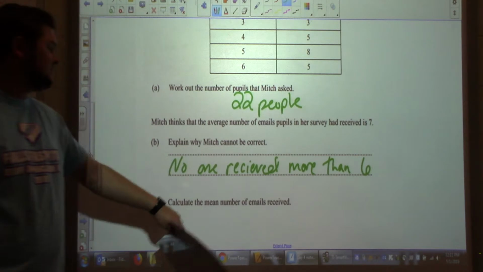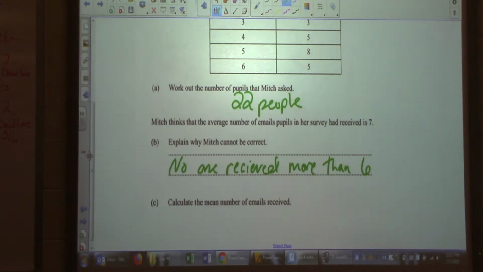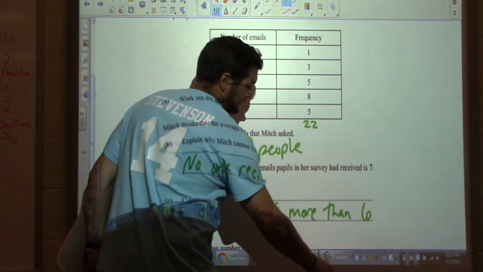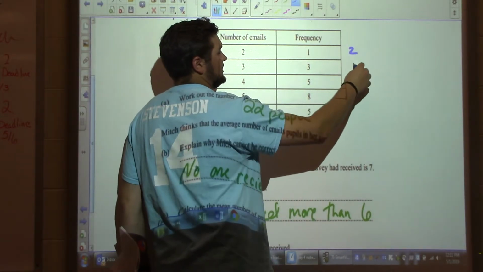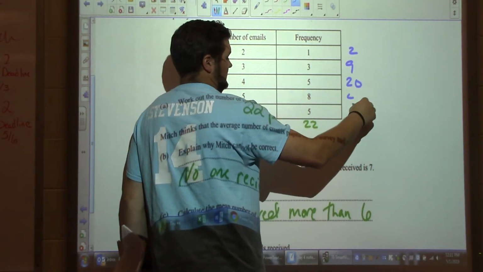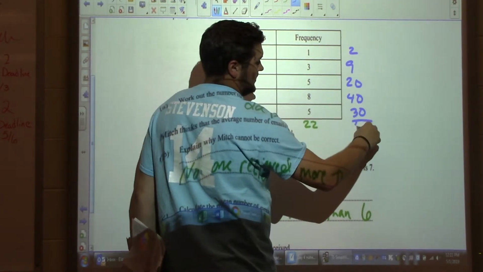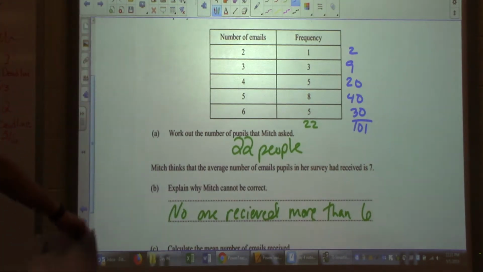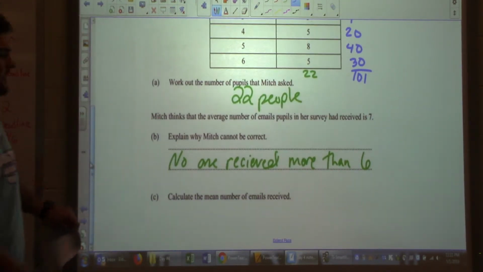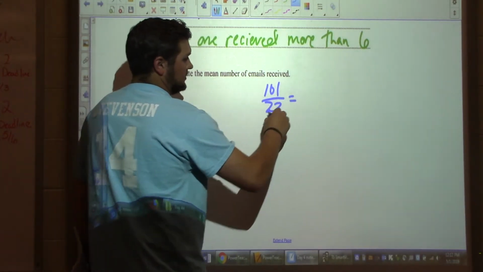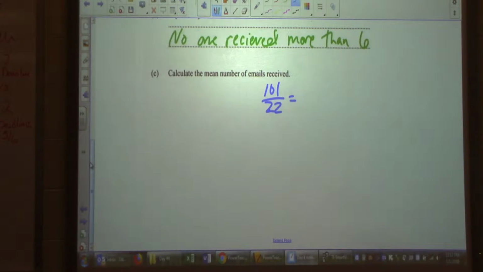Alright, then the last step it wants you to do, calculate the mean. Now, I'm going to do it by hand. If you want to do it in your calculator, you're more than welcome to. So I know this one's 22. 2 times 1 is 2. 3 times 3 is 9. 20, 40, 30, 60, 90, 99, 101. So, the total number of emails was 101. The people was 22. 101 divided by 22 is 4.6.